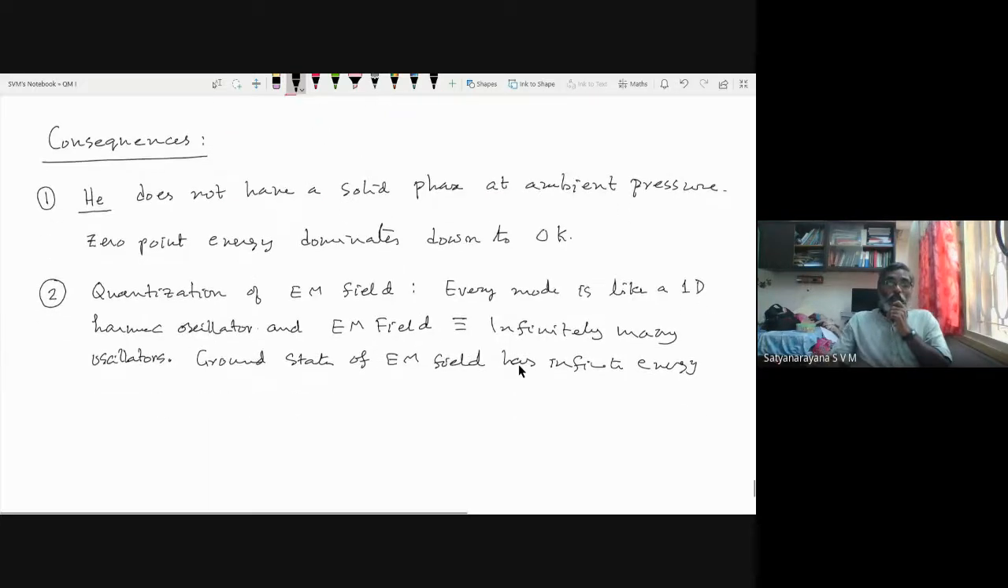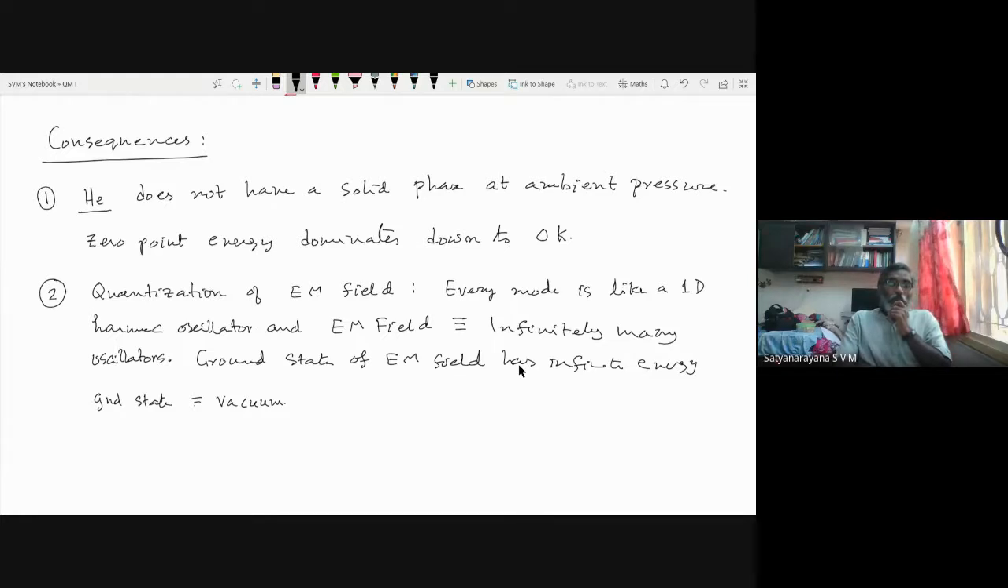Basically, that is zero point energy. And this energy, the ground state, is referred to as vacuum. And now, this vacuum having infinite energy has certain consequences.